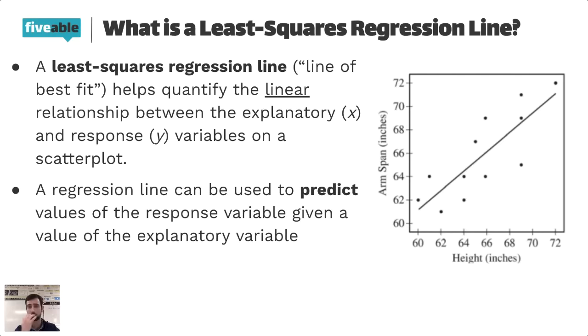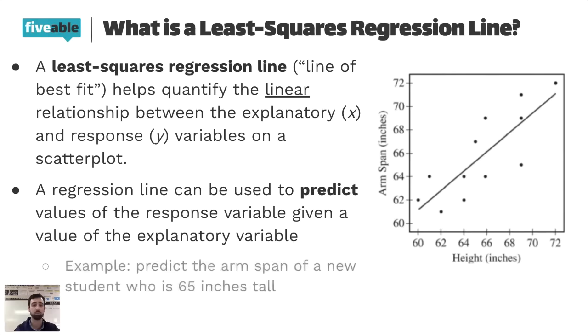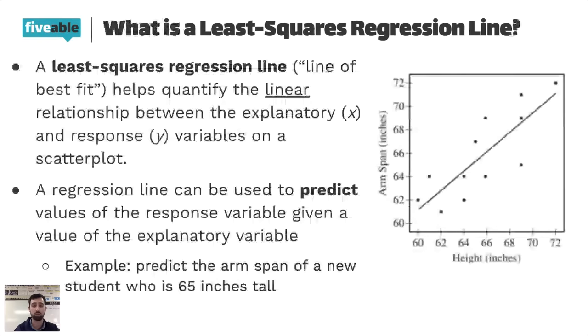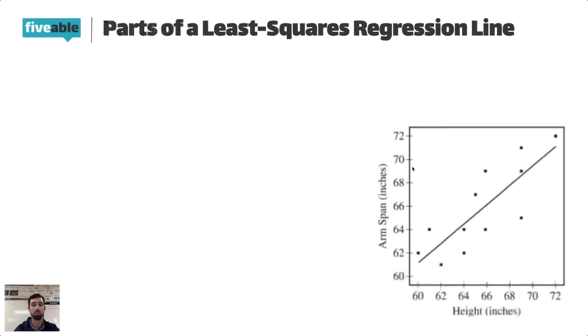We use it to make predictions, right? So we're predicting someone's arm span based on their height, in order to help us out if there's no data points there. For example, if we knew someone was 65 inches tall, what would we predict their arm span to be? So I'd go over to 65 right here. I'd go up from there and I would say, if their height was 65, using my line of best fit, I would predict their arm span to also be 65.